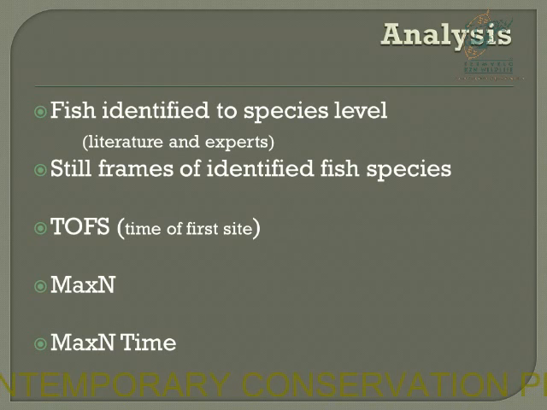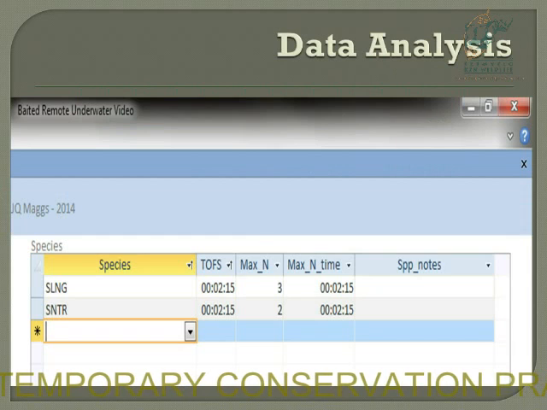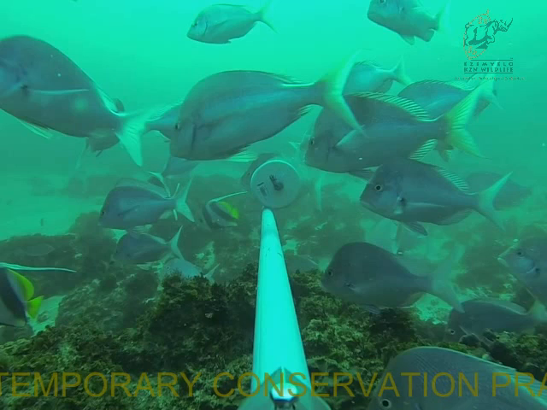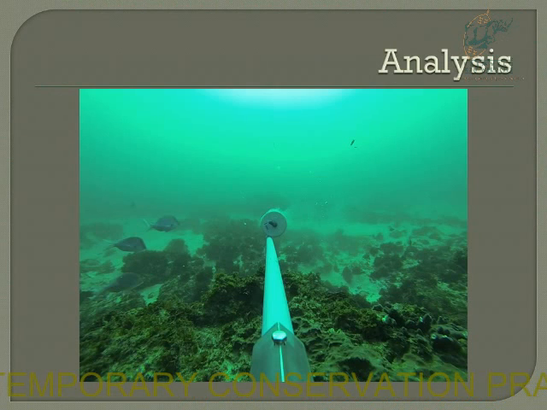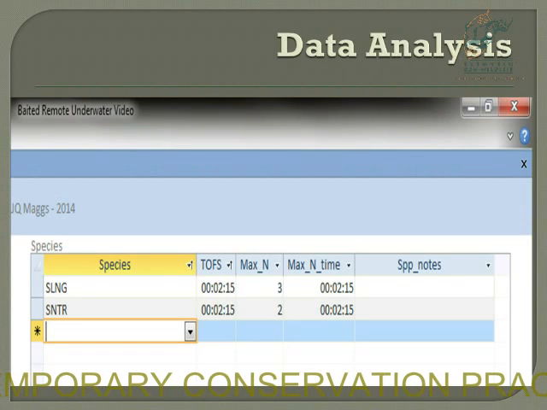When we're analyzing, these are the first things that we look to get out of our video, which is TOFS, time of first sight. For time of first sight, you start playing the video, and as soon as you see the first fish, you pause the video, and then you count how many species you see there and identify the species. Say 17 minutes, 17 seconds, and then we change it to 17.